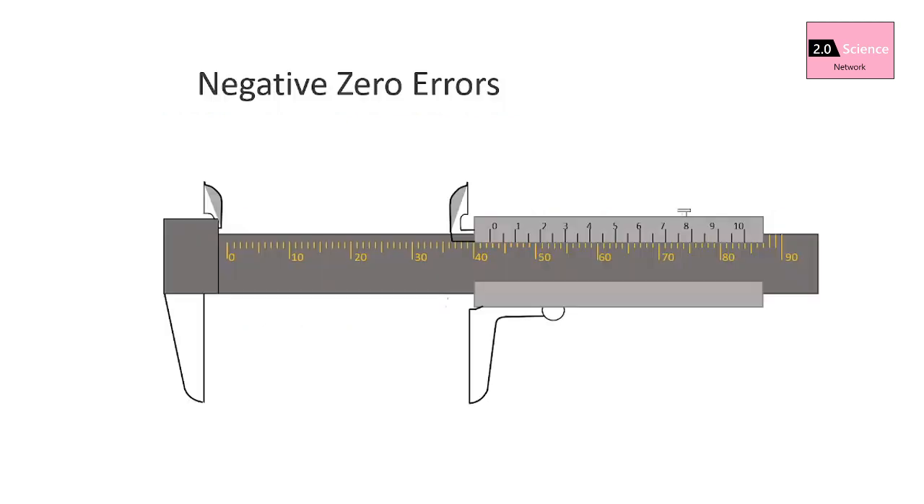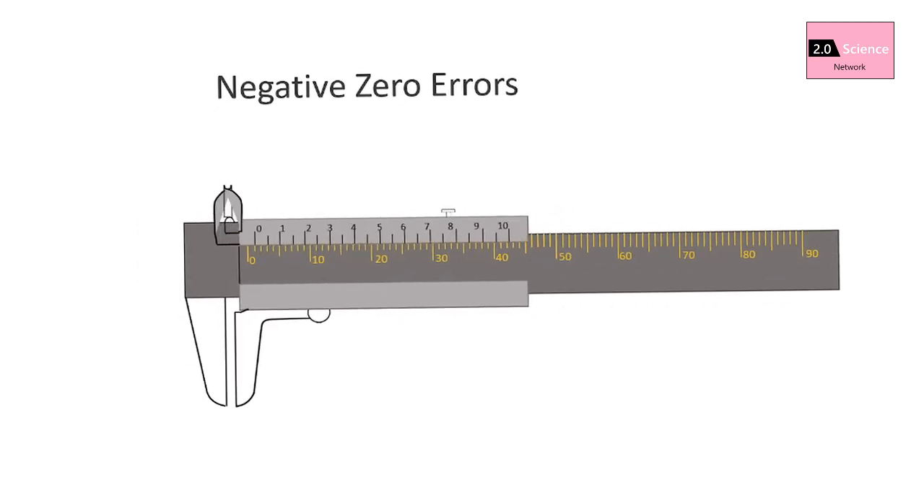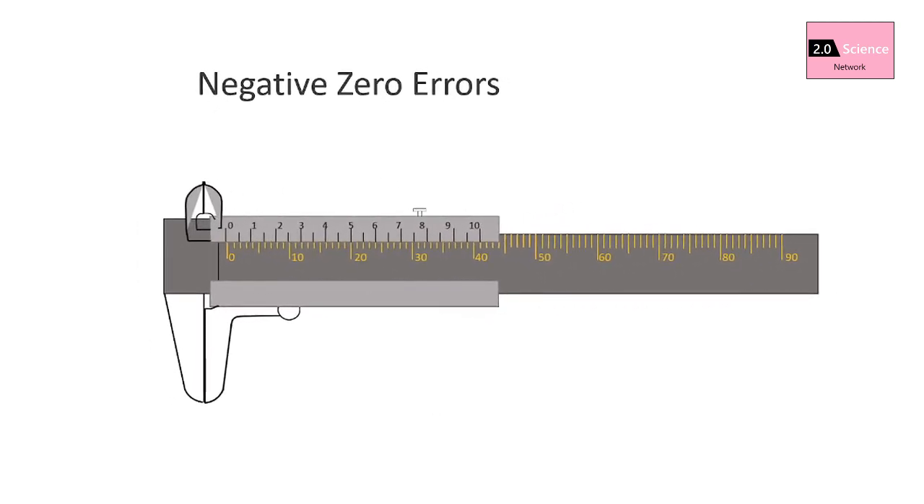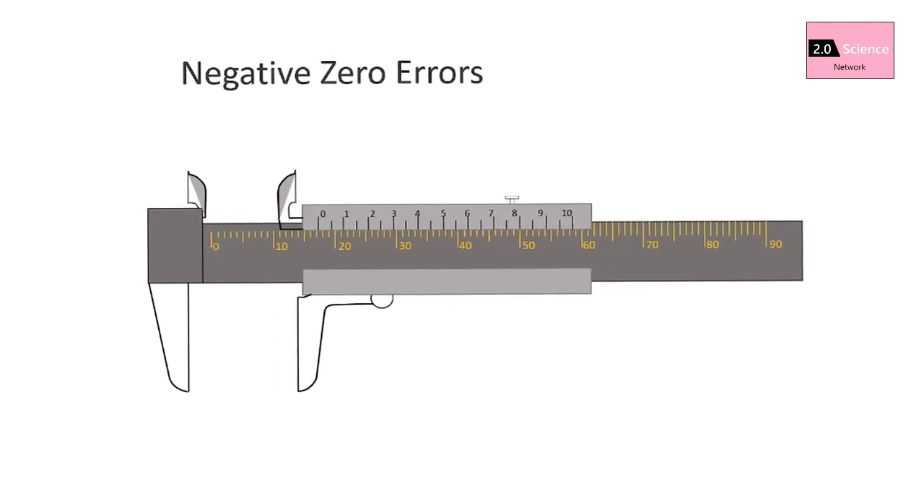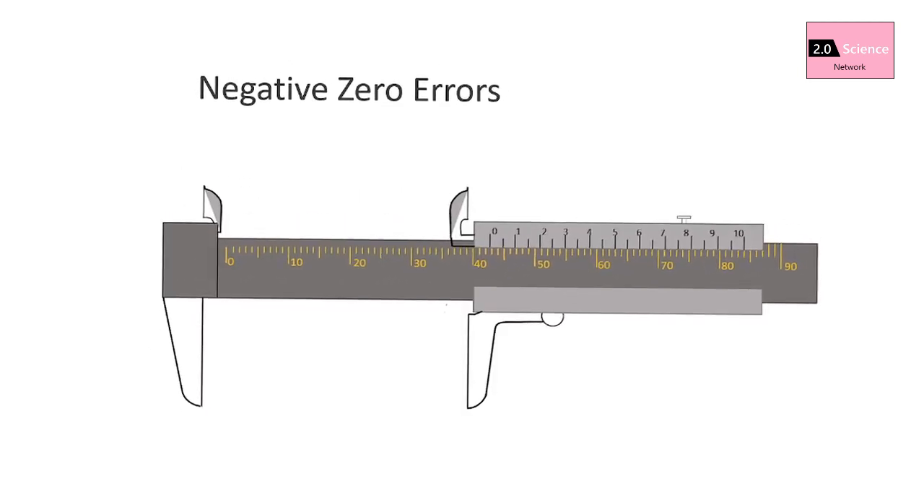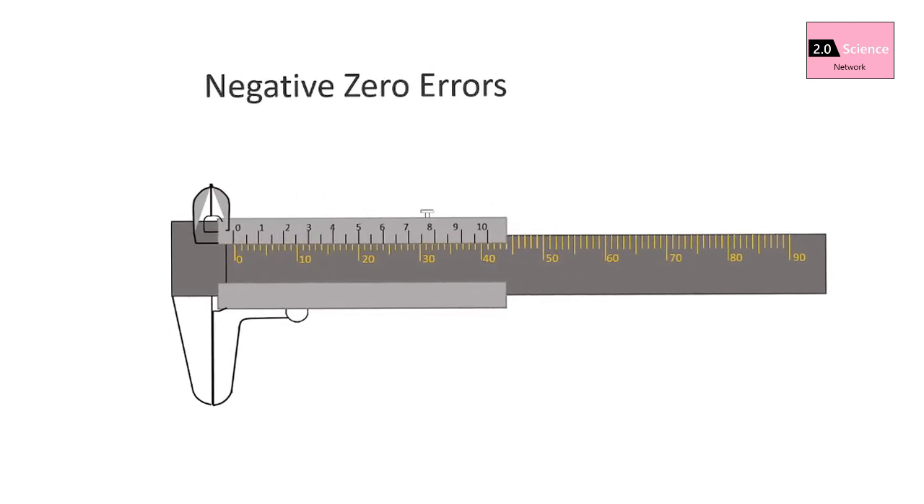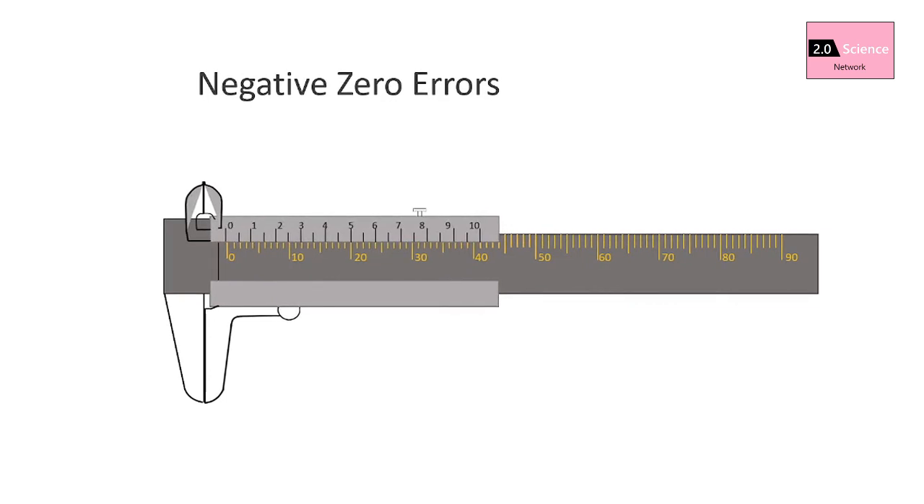Negative zero error. In this case, the Vernier scale 0 moves beyond the coinciding position with main scale 0. When we move the Vernier scale to the left towards the static jaw, Vernier 0 stops after touching main scale 0. This is negative zero error. It means when the static and moving jaws are touching, the Vernier caliper displays a negative value.